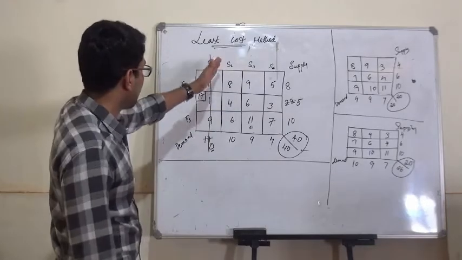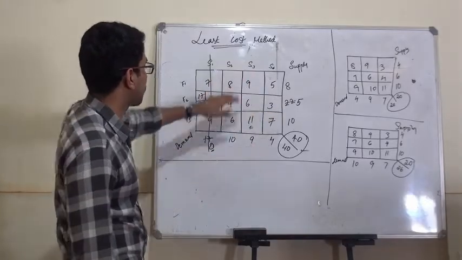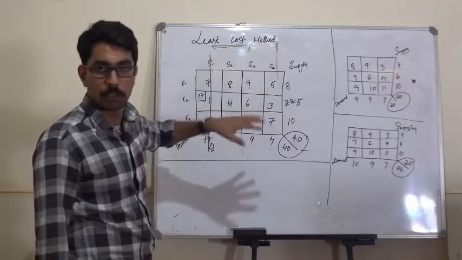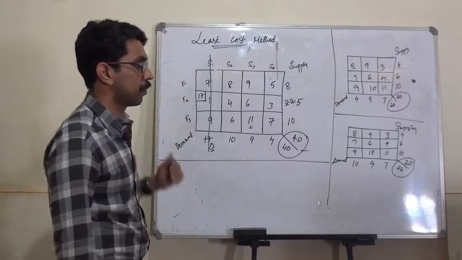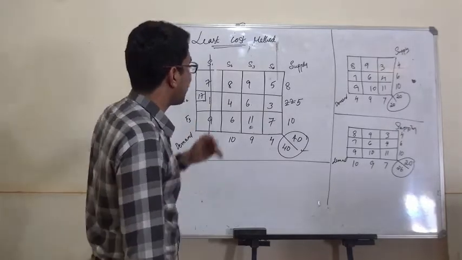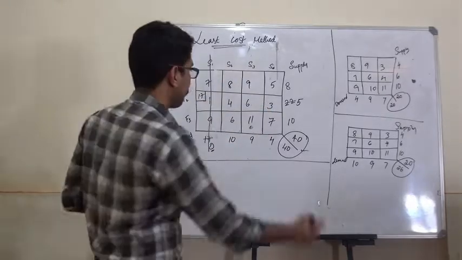Let's see. In the next step, you can see that the remaining matrix table is like this. We have S2, S3, S4, that means 3 columns, and we have F1, F2, F3 rows. Okay. Then again, we have to repeat the same process. Again, we have to find the least value from here.